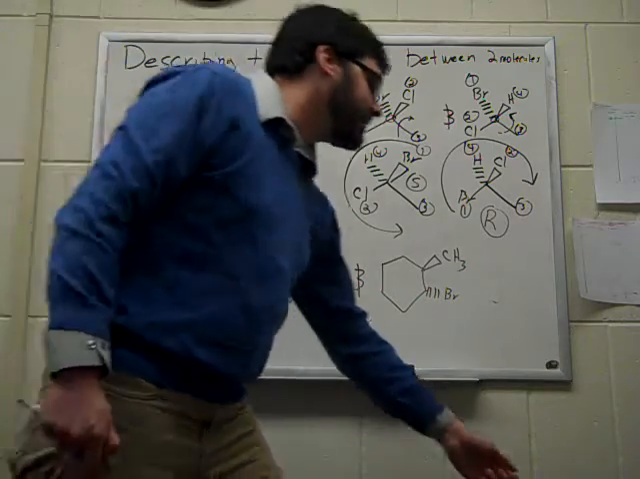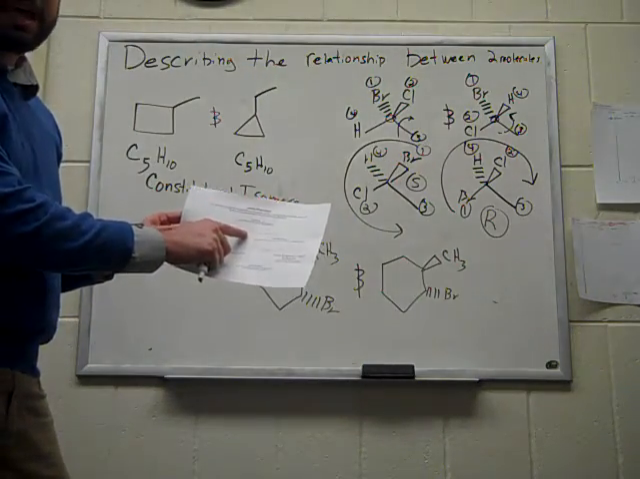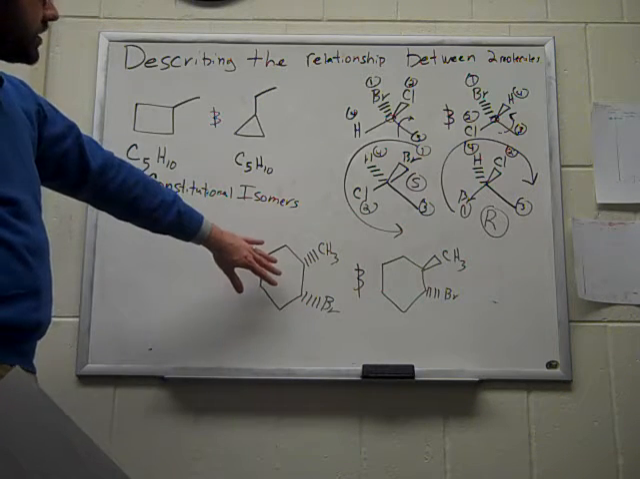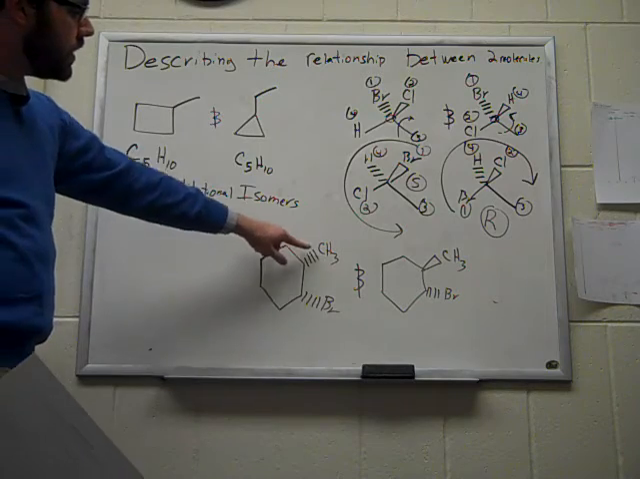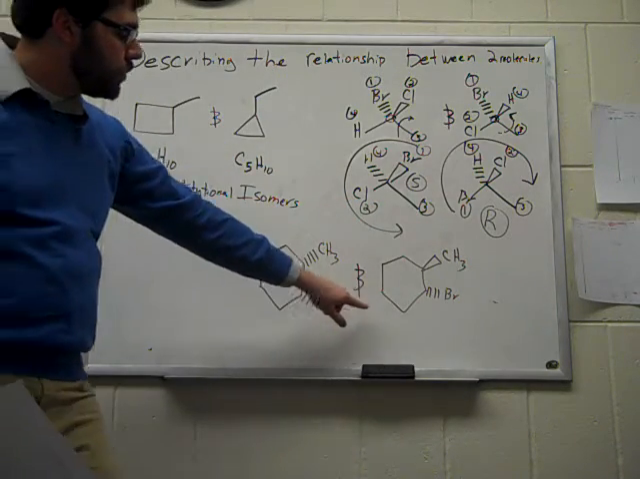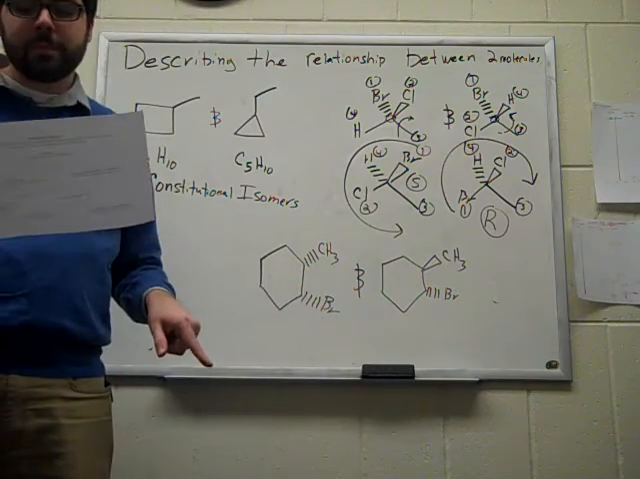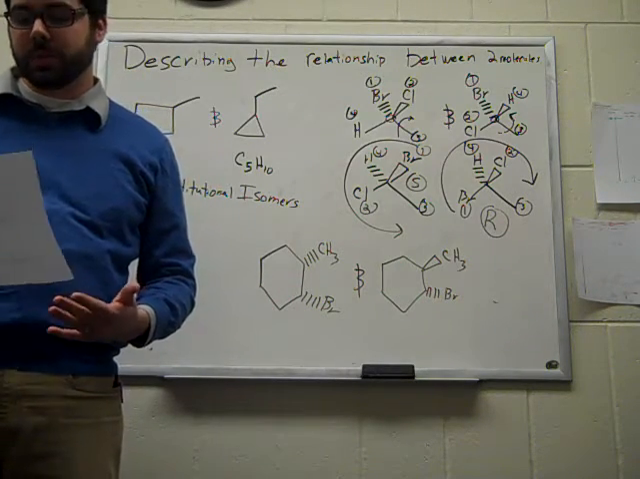The next question we have to ask ourselves is, what is their connectivity? Are they connected in the same way? And it turns out, absolutely. The carbons are in a 6-membered ring, with a methyl substituent and a bromine on both of these. So we can determine then that these are indeed stereoisomers.